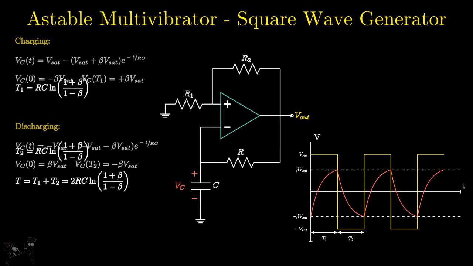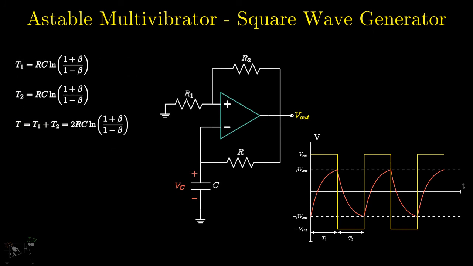Substituting beta as R2 upon R1 plus R2, and setting R2 equal to 1.164 times R1, we get T equal to 2RC. Hence, the circuit generates a square wave at a frequency 1 by 2RC.